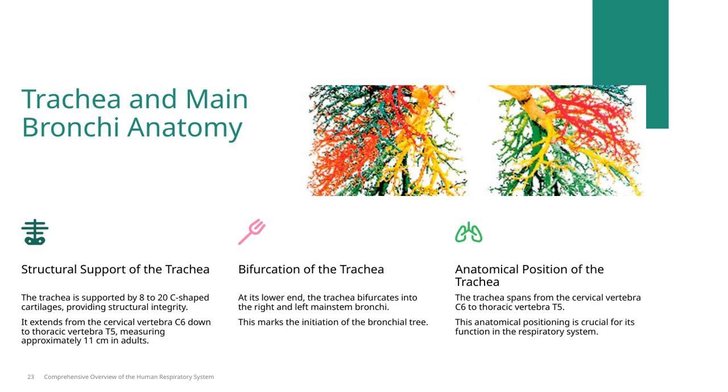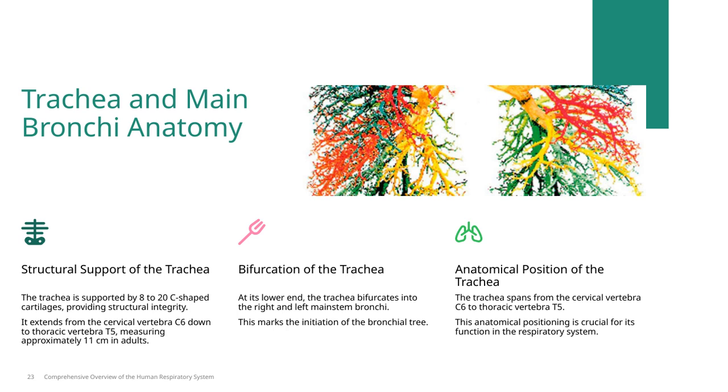Moving on to the structural support of the trachea, it's supported by a series of 8 to 20 C-shaped cartilages. These cartilages give the trachea its shape and keep it open, ensuring that air can flow freely. The trachea extends from the cervical vertebra C6 down to thoracic vertebra T5, which makes it about 11 centimeters long in adults.